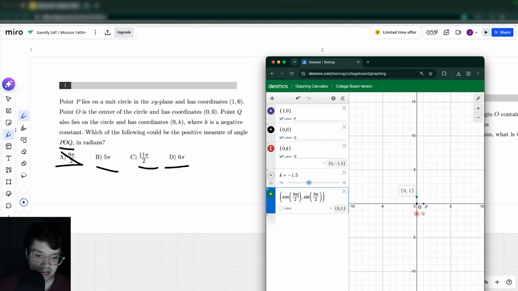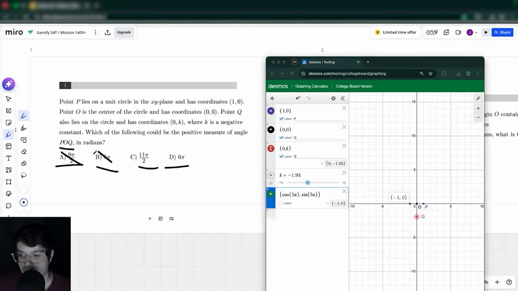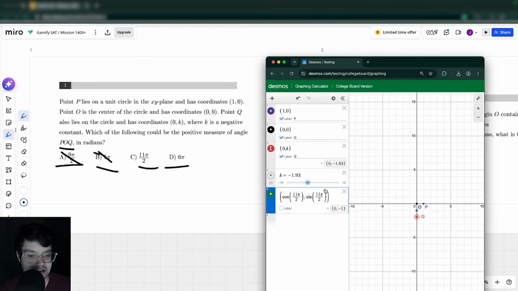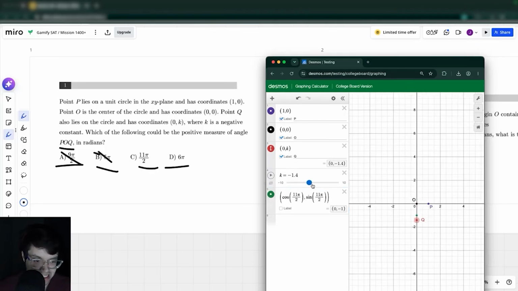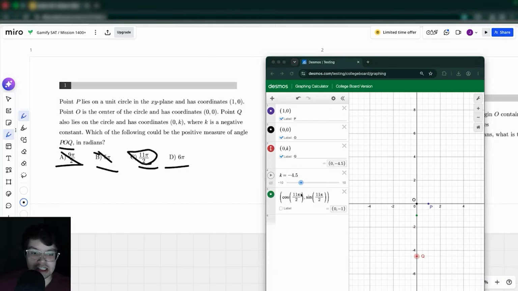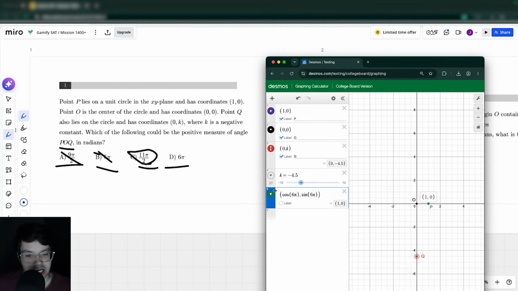A is out. If we do the second one, 5 pi, we do that there, and then for this one, we do 5 pi as well. We see now it's on this side of it. So again, not where we need it to be. It needs to be somewhere down in this vicinity. So not that. Then we have 11 pi over 2. And we can see, yes, that is now in the vicinity. Theoretically, K could be equal to, let's say, 1, in which case it would be the exact same thing as this green point over here. We know it has to be negative as well, so that's why K cannot be up here. So we know C has to be the right answer, and if we were to try 6 pi, we get P, which again would not be the right answer.